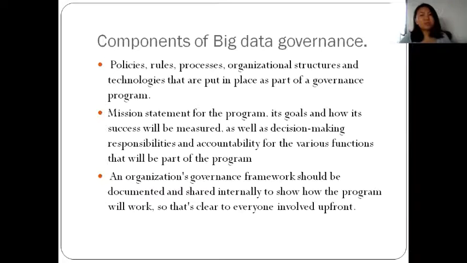The next one is components of big data governance. As I saw in earlier picture, the big data governance consists of policies, process, organizational structures, mission statement, and organizational governance framework should be documented and shared internally to show how the program will work so that it is clear to everyone who is upfront.